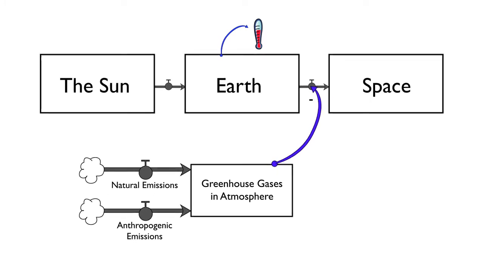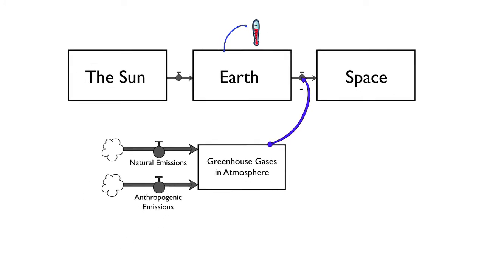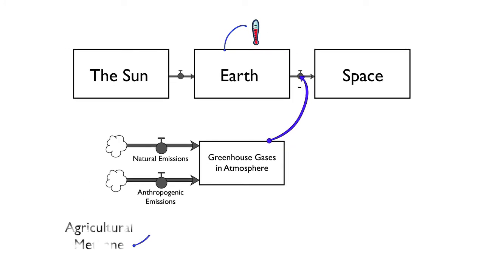The two major factors contributing to the flow of anthropogenic greenhouse gases are methane emissions from agriculture and CO2, and increasingly methane emissions, from the production and combustion of fossil fuels, such as coal, oil, and natural gas. So this system, you can see, is very simple, but it captures the major dynamics of climate change.